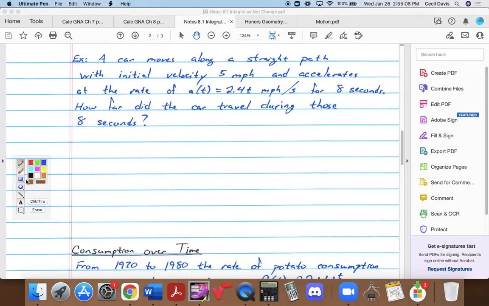Well, we need to do a couple of things. Notice we want to know how far it traveled, so we're going to take the integral of the rate of change in position, which is the velocity. But we don't have the velocity yet. But we can find the velocity. V of t will be the integral of A of t.